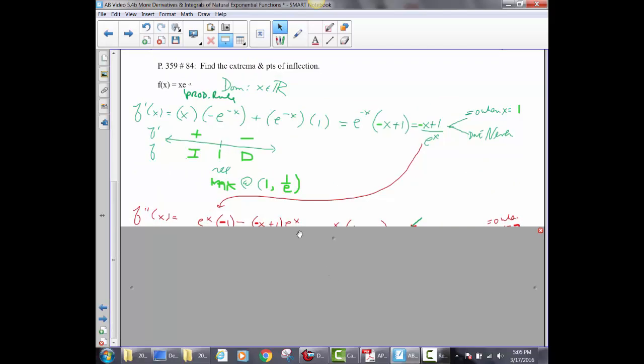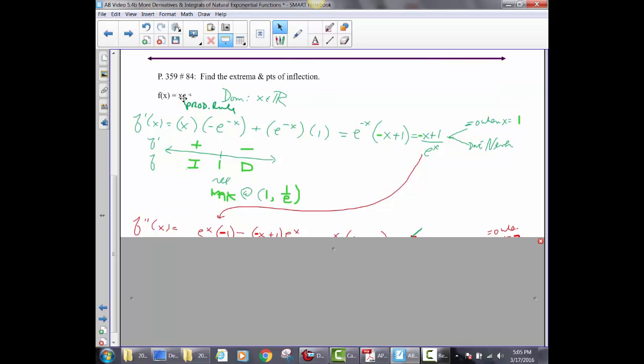Okay, so we do have a relative max because it goes from increasing to decreasing. It happens at x equals 1, but you would have to plug 1 back into here and get 1 times e to the negative 1, which is 1 over e.